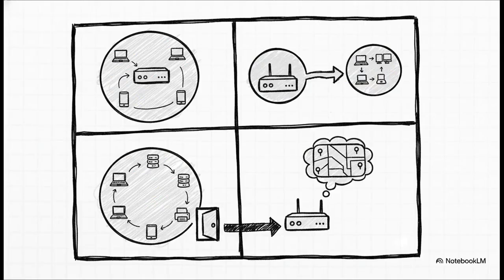So, if you're going to take anything away from this, it's these 4 things. 1, switches are for local traffic using MAC addresses. 2, routers connect different networks using IP addresses. 3, your default gateway is just your network's front door. And 4, routers use that map, the routing table, to point traffic in the right direction.